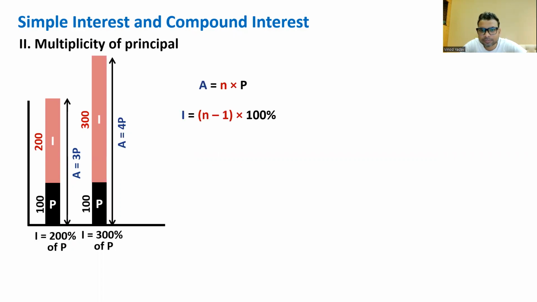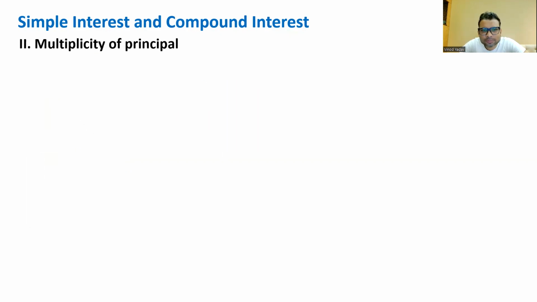So let's generalize this. Suppose amount becomes n times principal. So interest will be what? (n minus 1) times 100%. So when amount was 4 times, interest was 300%: 4 minus 1, 3 into 100. When amount was triple, so 3 times, 3 minus 1, 2 into 100, so 200%. This is like a general thought.